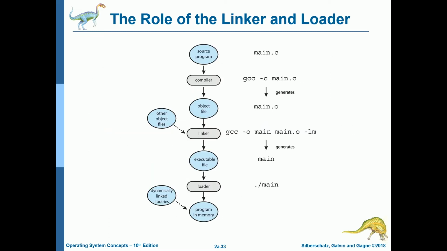Here's an example of the roles that the linker and the loader take. If we have our source program right here, we then compile it using our compiler, and then that generates this object file here. Going further with this, we can then utilize the linker to generate the executable file. When we start running this executable file, the loader then loads this into your main memory, and those dynamically linked libraries are accessed when necessary.